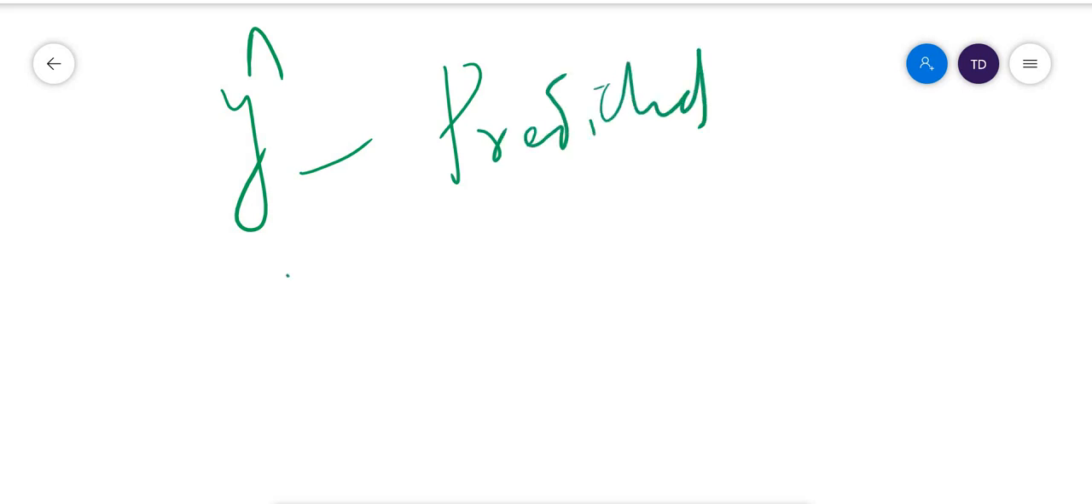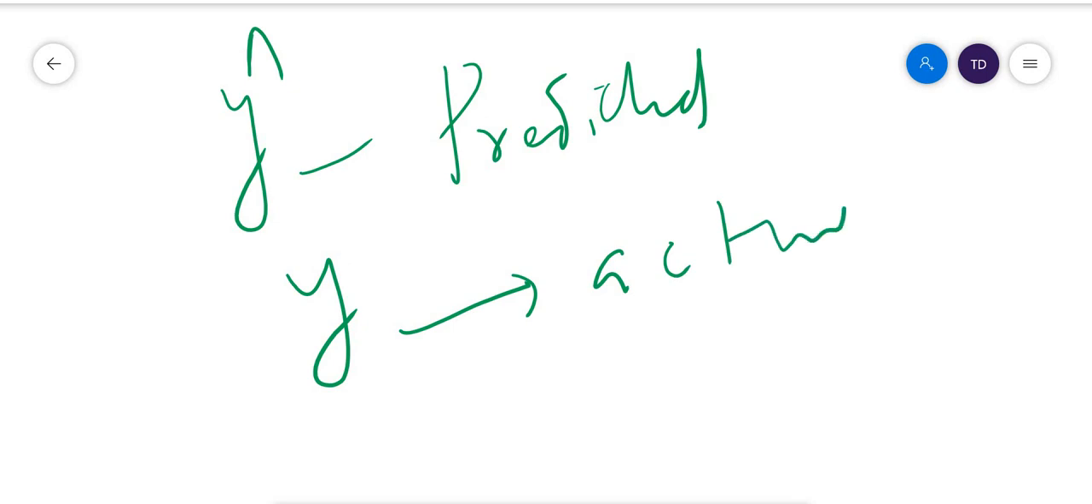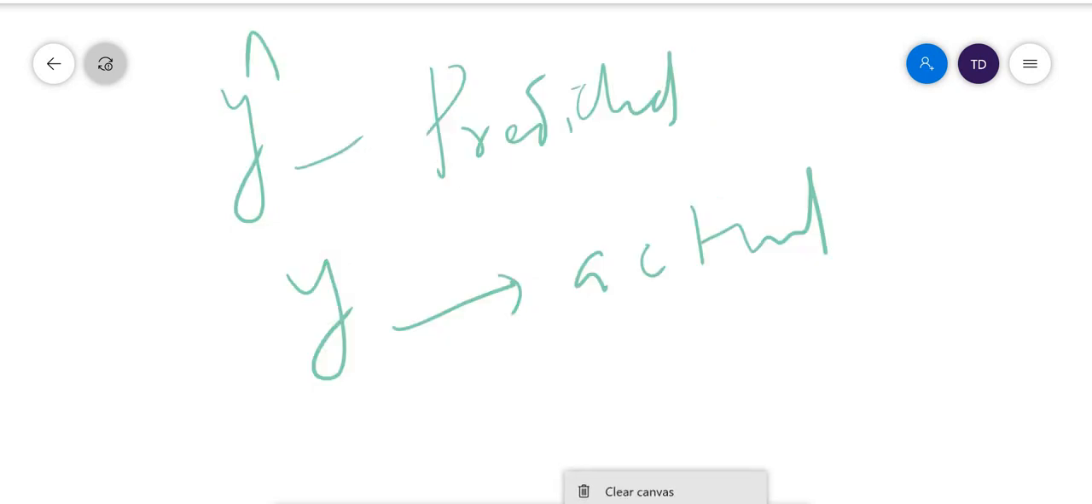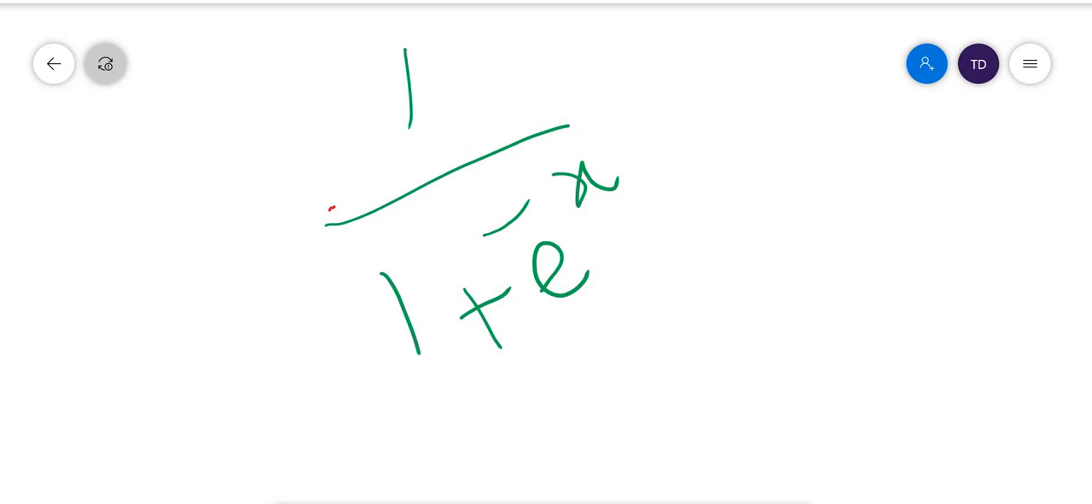We need the equation for the log loss function here. I am taking y cap as the predicted output, the predicted value, and y as the actual value. These are the symbols we use in this entire mathematical treatment. And the equation for the sigmoid activation function, which I am using, is 1 by 1 plus e raised to minus x.